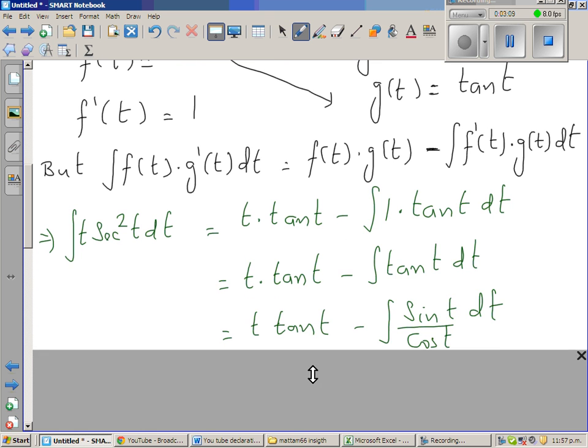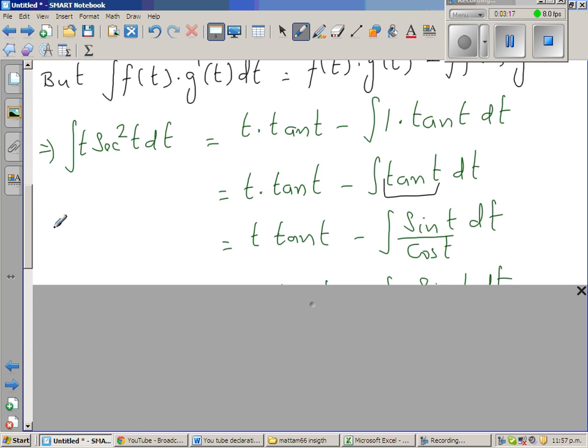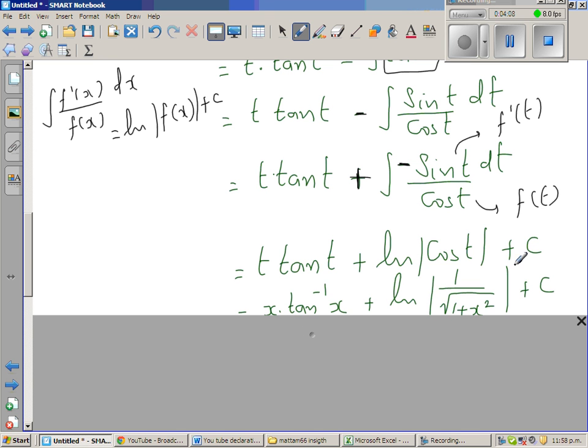Okay, so we have to find the integration of tan t, and tan t can be written as sine t over cos t. Now you should know this formula: integration of f prime x over f of x dx is natural log of f of x plus c. The derivative of cos is negative sine, so in the next step I've taken this negative and put it with sine, so this is minus sine t, and so I have to put a plus here. Now this is f prime t, and this is f of t. So the numerator is the derivative of the denominator. So that ends as natural log of cos t plus c.